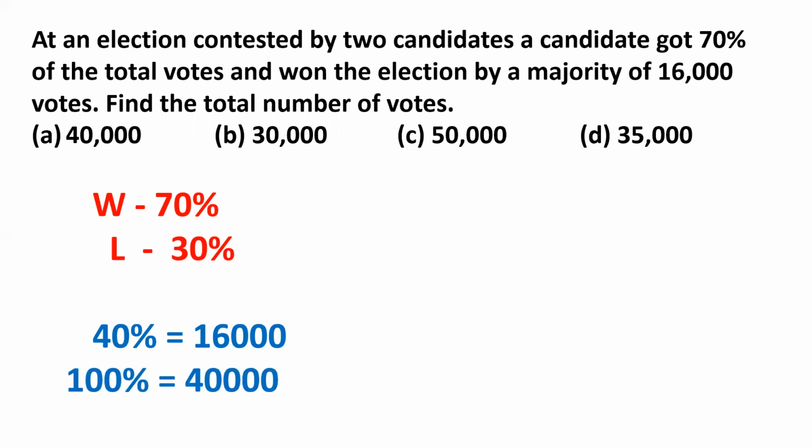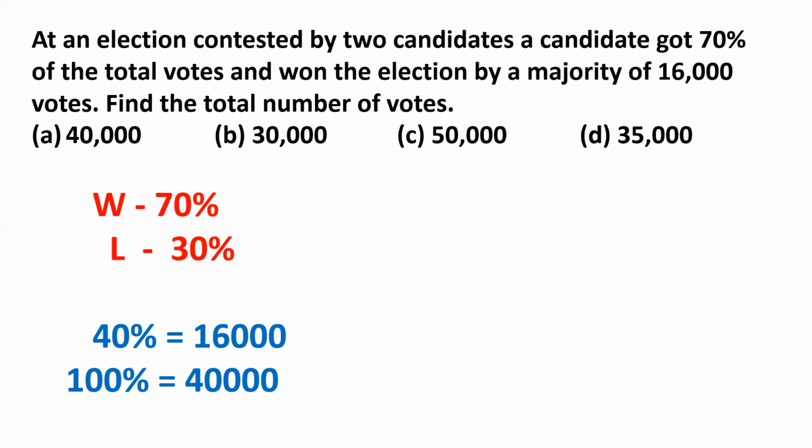So total number of votes is 100%, that is equal to 40,000. 40% is equal to 16,000, 100% is equal to 40,000. By the similar approach, we can solve the question. I repeat, winner gets 70% and loser gets 30%. Winner is getting 40% more votes than the loser.